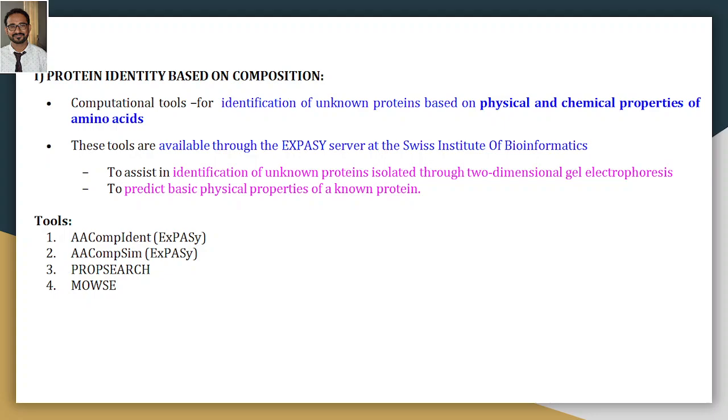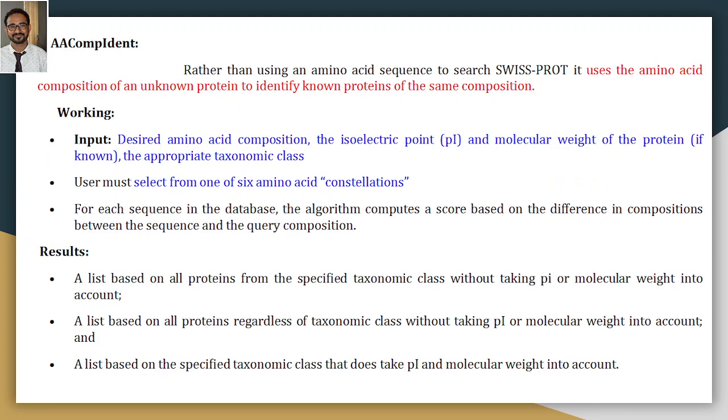So how many tools are there? Four tools. AACompIdent, where COMP stands for composition and AA is amino acid, definitely. Then AACompSim, for composition similarity. Then PropSearch, that is protein P search, and then MOWSE. AACompIdent: rather than using the amino acid sequence to search Swiss-Prot, it simply uses the amino acid composition of the unknown protein to identify known proteins of the same composition. You remember sequence similarity; here it will be composition similarity. Exactly the same words, replacing sequence with composition.